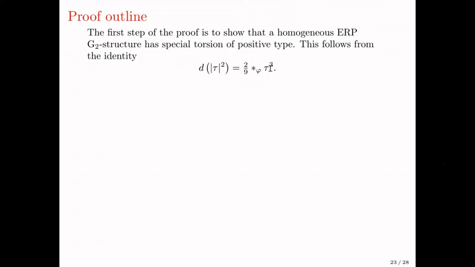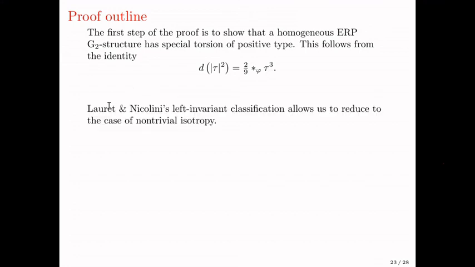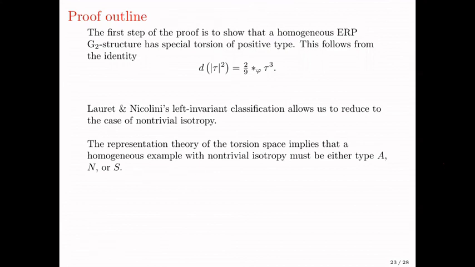So we get that tau cubed vanishes, which implies a special torsion of positive type. Next, you use Lauret and Nicolini's left-invariant classification to reduce to the case where you have a non-trivial isotropy, so kind of G mod H, where H has dimension at least 1. Then the representation theory of this torsion space, the space where A and S live, implies that if you have a homogeneous example with non-trivial isotropy, then it must be either type A, N, or S.